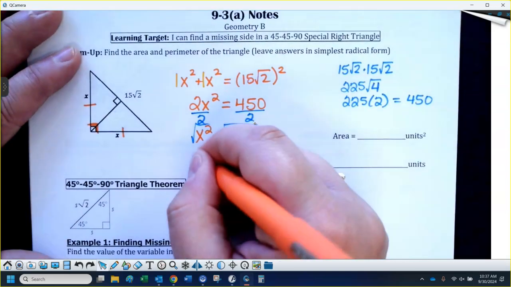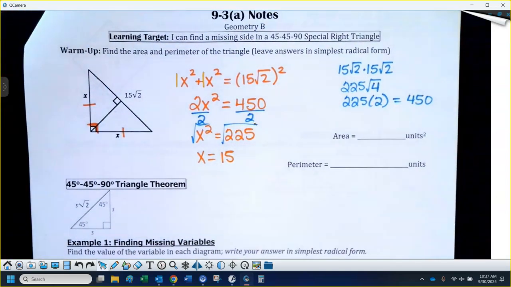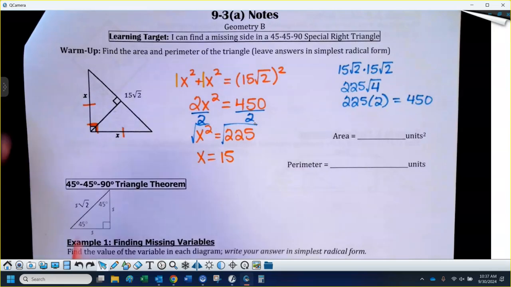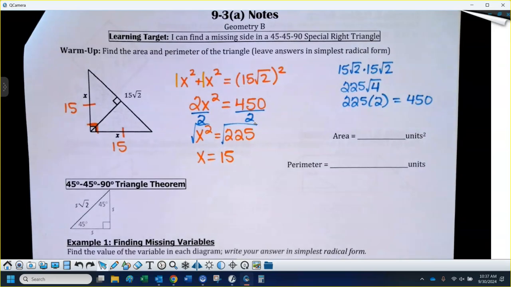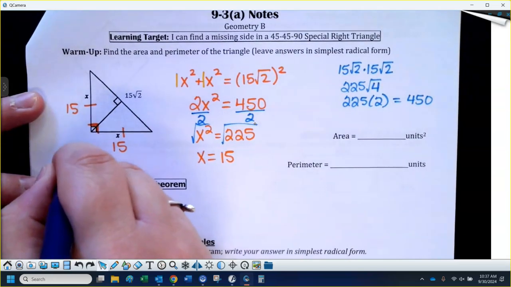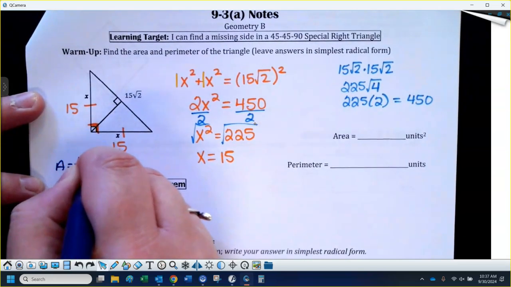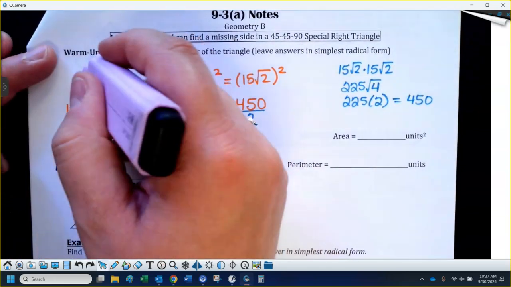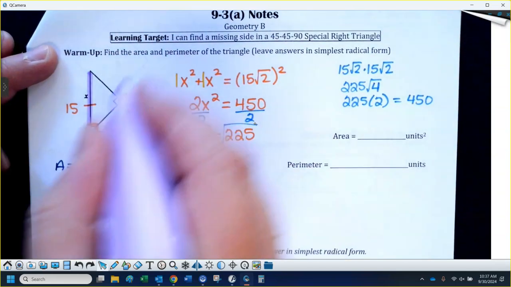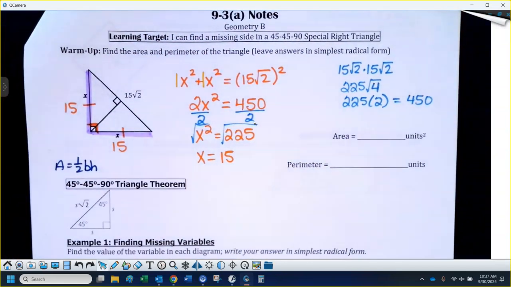It's 15. Okay. So that means that both legs in my little triangle are just 15. Now, if we have to do area, then area is just 1/2 base times height, or base times height divided by 2. So however you want to do that, 1/2 base times height. If you have a right triangle, which we do here, the base and the height of the triangle give you your area because they intersect at a 90-degree angle.